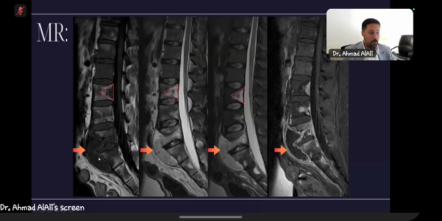So this is T1, this is T2, this is STIR, and this is T1 fat post contrast. You can see the collections here. This is hypointense on T1, hyperintense on T2, well enhanced on STIR images with peripheral enhancement in post contrast images. So this is a paravertebral collection, exactly the way that you described.